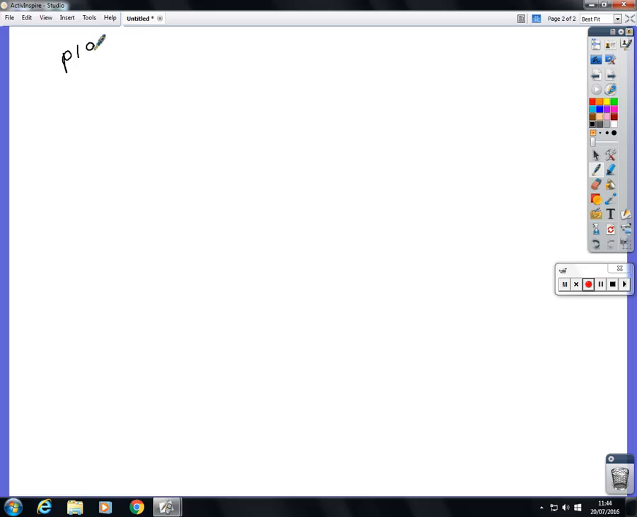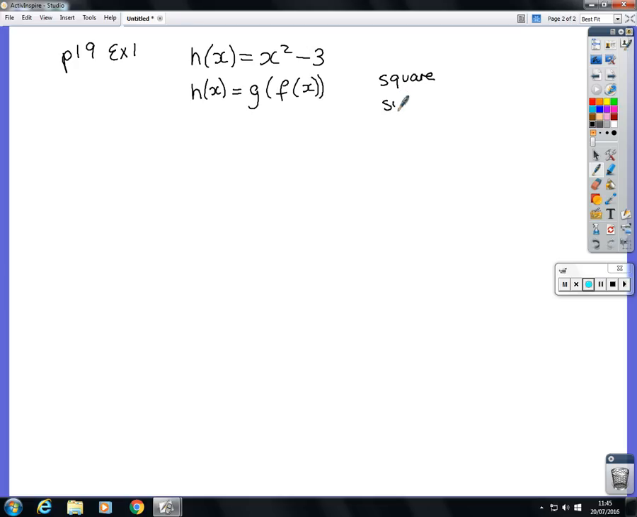Page 19, example 1. The function h of x is equal to x squared subtract 3, and it can be composed of two functions, g of f of x. So we can see this as two operations on x. We have a square and subtract 3. So using the order of operations, the square is going to be done before subtract.